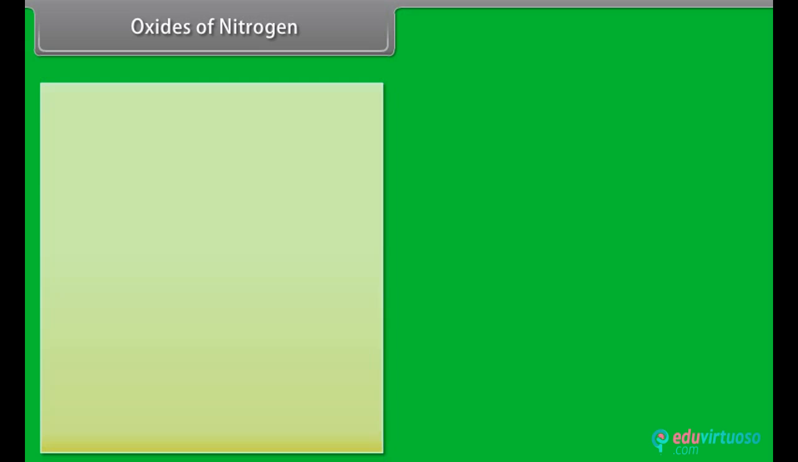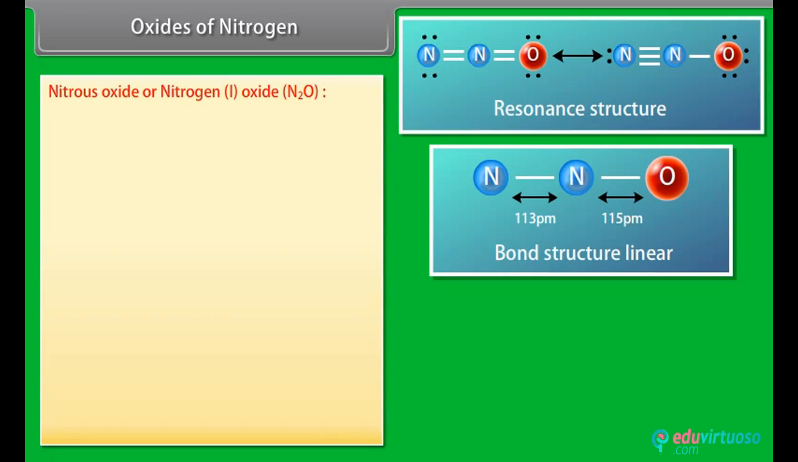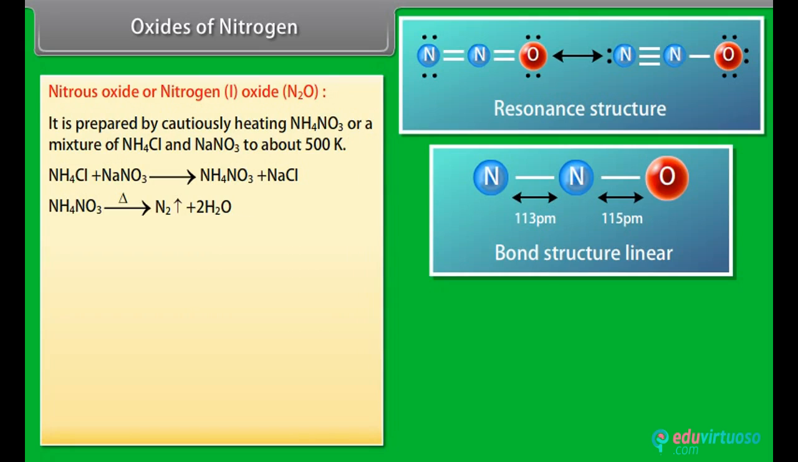Oxides of nitrogen. Nitrogen forms a number of oxides in different oxidation states. Nitrous oxide or nitrogen 1 oxide. It is prepared by cautiously heating NH4NO3 or a mixture of NH4Cl and NaNO3 to about 500 Kelvin.